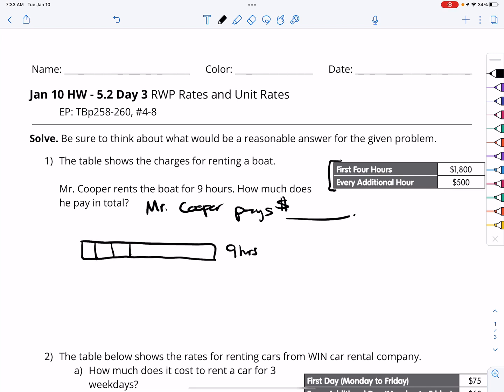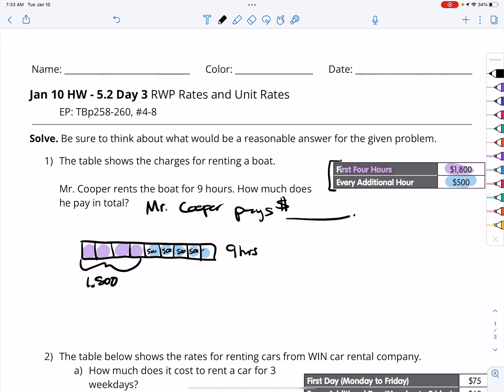1, 2, 3, 4, 5, 6, 7, 8, 9. So these first 4 hours are $1,800. So 1, 2, 3, 4 have a value of $1,800. Then each additional hour is $500. So that means all of these blue ones are $500 each.